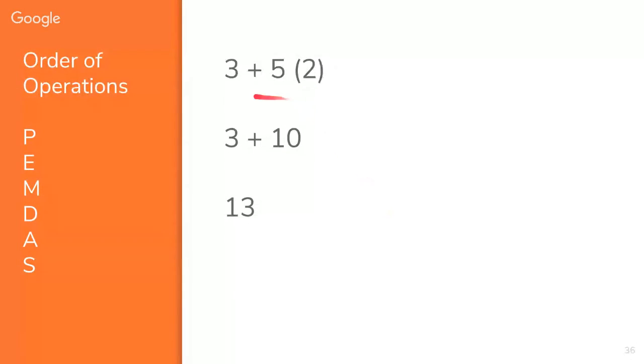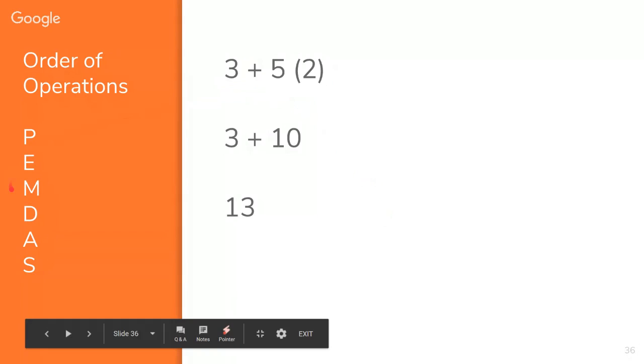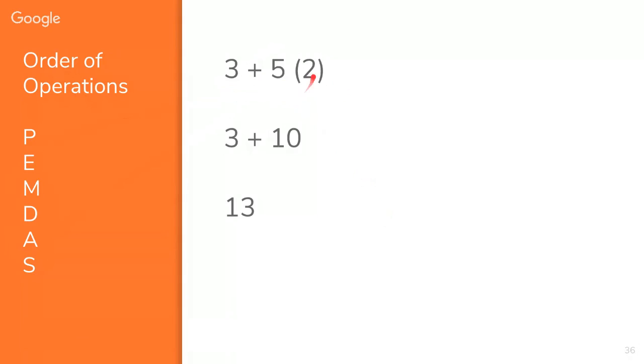Let's try it. If you look here, it's 3 plus 5 times 2. Should we add first or should we multiply first? So PEMDAS. Multiply comes before adding. So we should multiply 5 times 2, which is 10, before we add 3. Now that we multiplied to get 10, 10 plus 3 is 13. That will be our final answer.